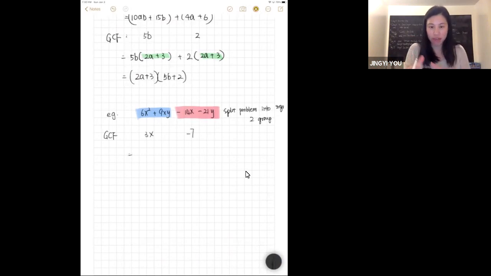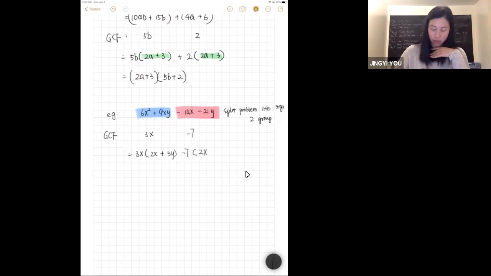After we factor the common factor out, 3x, the first group remains 2x plus 3y, minus 7 times what remains. Negative 14x divided by negative 7 is equal to what? Be careful about the sign. A negative number divided by a negative number gives a positive number, right? Which is 2x.